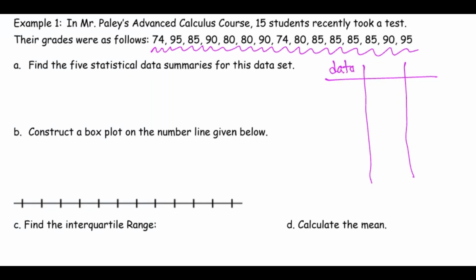So I'm gonna do a relative frequency table to be able to do a box plot. So we have 74 twice. We have 95 twice. We have 85 5 times.